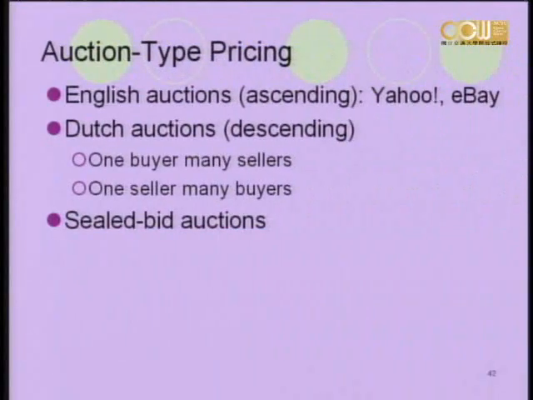Auction type, very interesting. English auction is ascending. What does ascending mean? From what? High to low, or low to high? Low to high, okay? Dutch, high to low. Now, how does it work? Interesting. In the Dutch one, there is one buyer, many sellers, or one seller, many buyers. So what do? High to low.